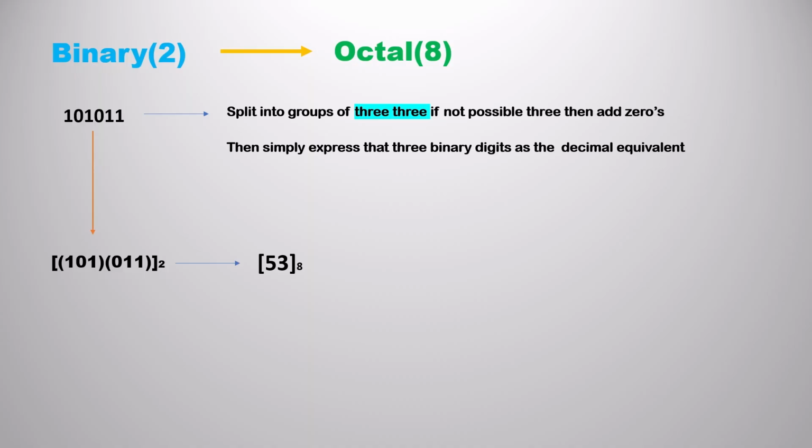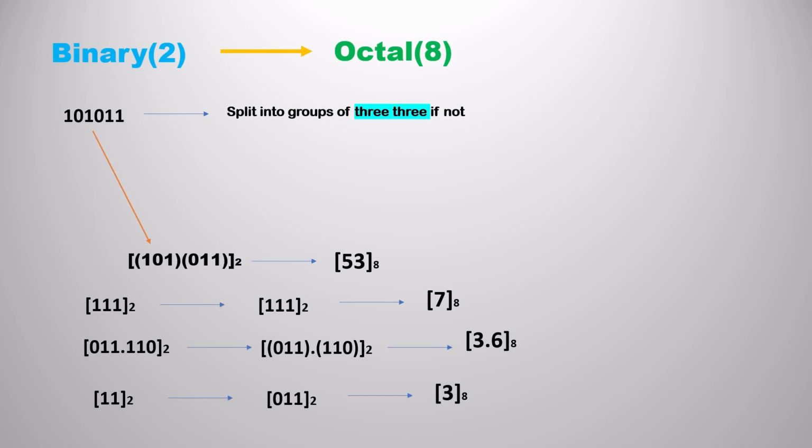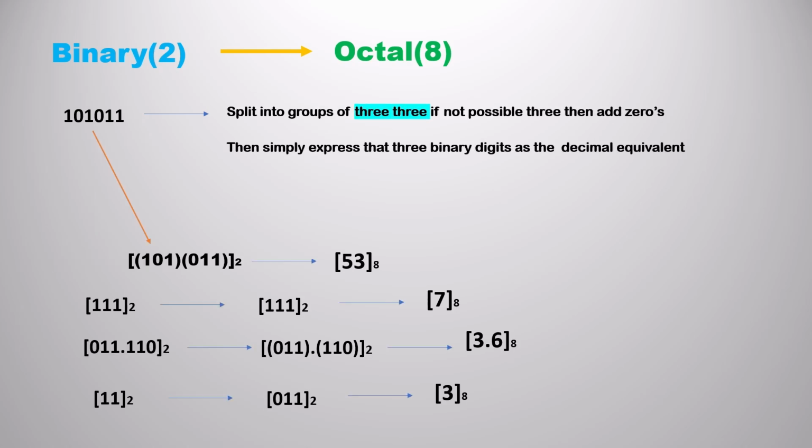Same like this only. From binary to hexadecimal is also very easy. So for more clarity, we are going to solve three more questions. Converting to octal is very important and easy as well.